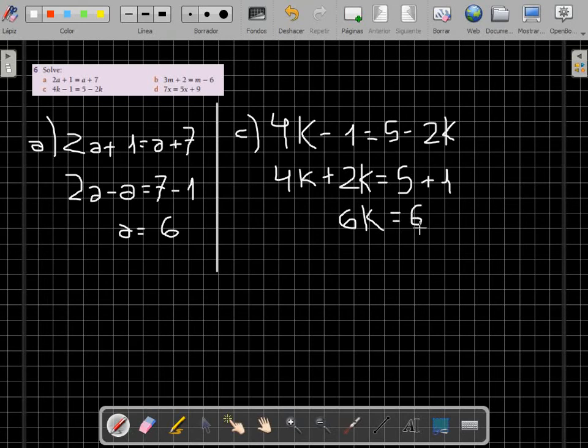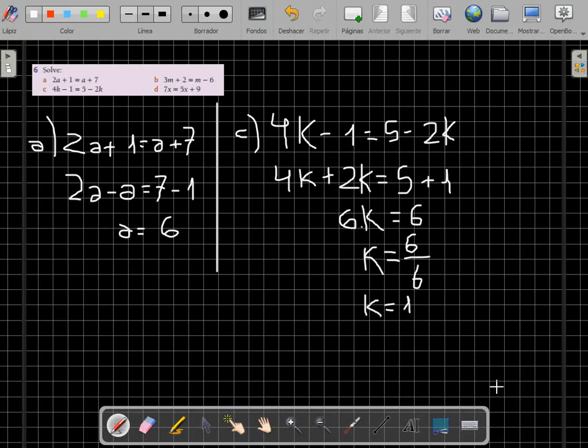Now, we haven't isolated the unknown. Let's remember that isolating the unknown means to leave the letter alone. But this letter is not alone, because we have a 6 that is multiplying the k. So we must go to the other side, doing the opposite of multiplying. And the opposite of multiplying is dividing. 6 divided by 6. But we can simplify that fraction, and 6 divided by 6 is equal to 1. And that's the end of the exercise.